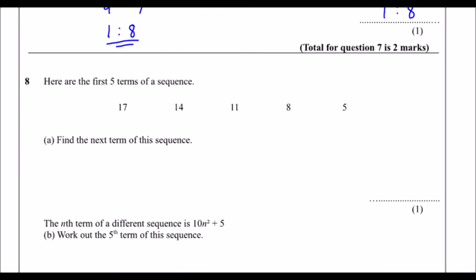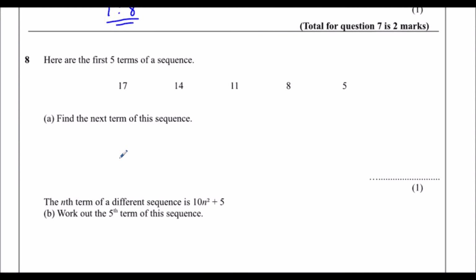Question 8. Here are the first 5 terms of a sequence. Find the next term of this sequence. So we're going 17 to 14, then 11, 8, 5. So it's going down in 3s every time. So to get the next number, 5 take away 3, and that's 2.